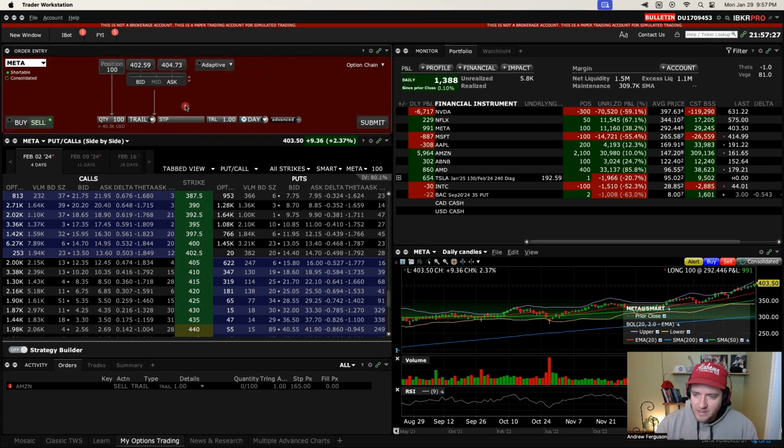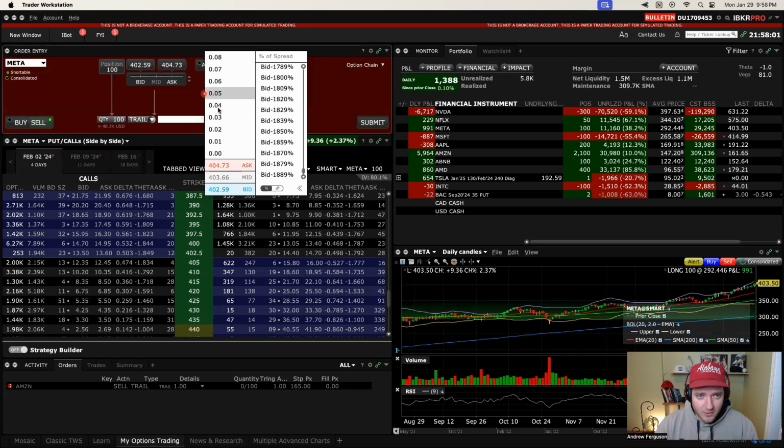Now there are two different ways to do this, and I'll explain both correctly this time. If you leave it at STP, and let's have our trail amount at $1, what this is saying is that if the stock price of Meta, which again last traded at 403.50, that's the last price from our portfolio over here, goes from 403.50 minus $1, so down to 402.50, we're going to sell. That's what STP being here means, because we're not specifying an actual stop amount.